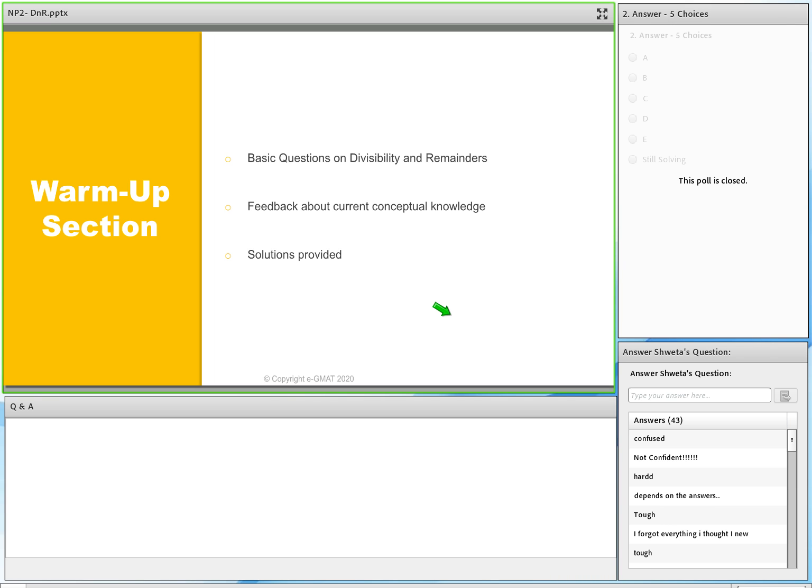As I said, the warm-up section is going to be easy questions. We're just going to warm ourselves up. This will have the basic questions on DNR. And as somebody just said, trying to recall basics, this is your place. You'll be seeing basics here. So you will get feedback about where you currently stand in terms of your conceptual knowledge, and how much you still have to build. There will be solutions to this, and through those, you will be learning the concept.